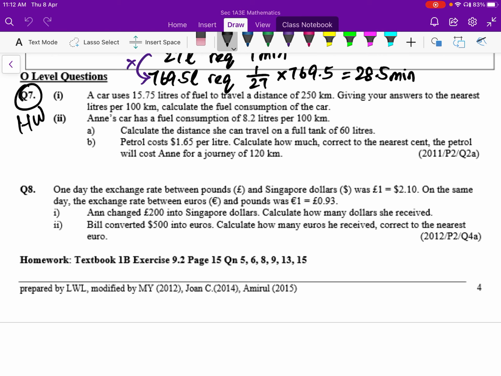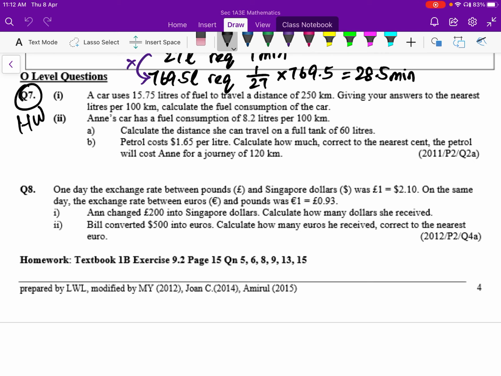Exchange rate, something that we haven't done yet. But you're doing it in primary school also? Oh, also have? Some no. Which school didn't teach you? Which school is that? Or they taught you but I don't remember.